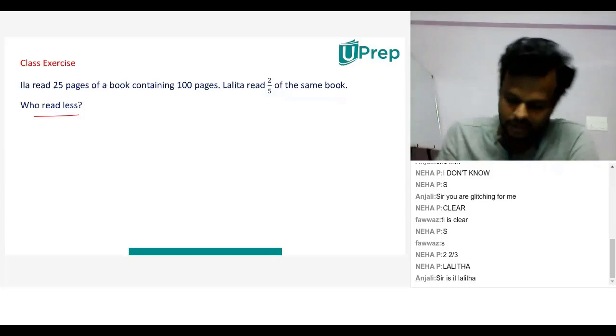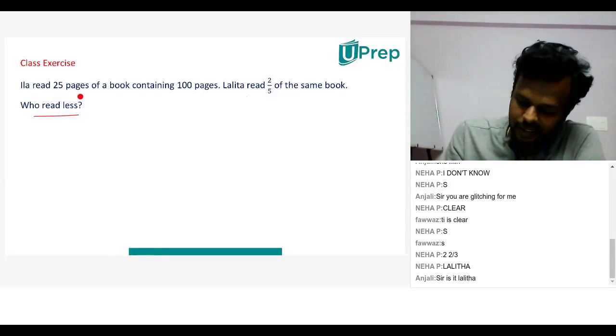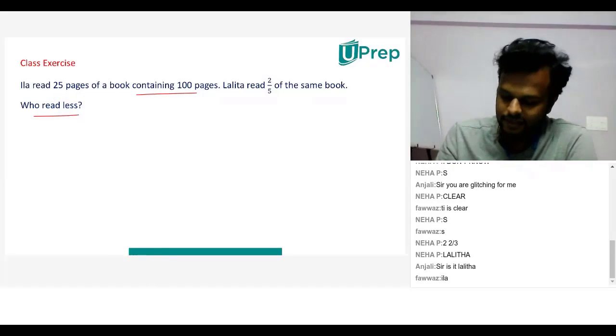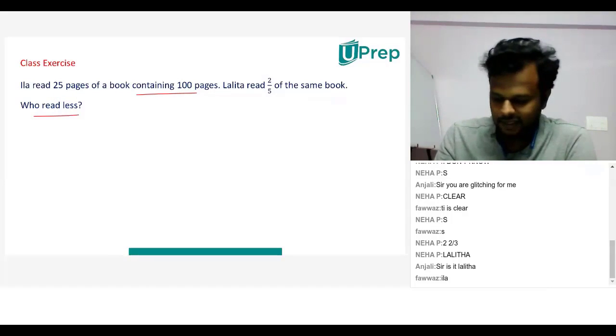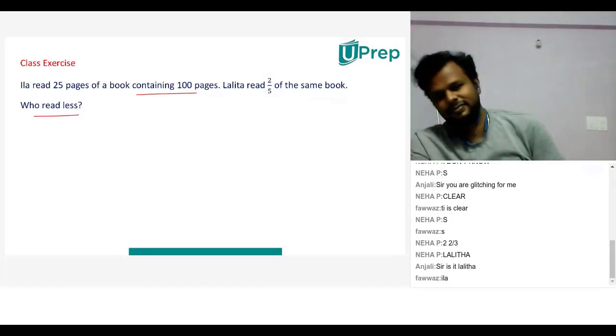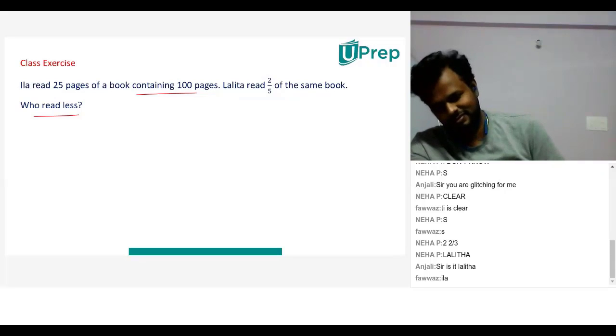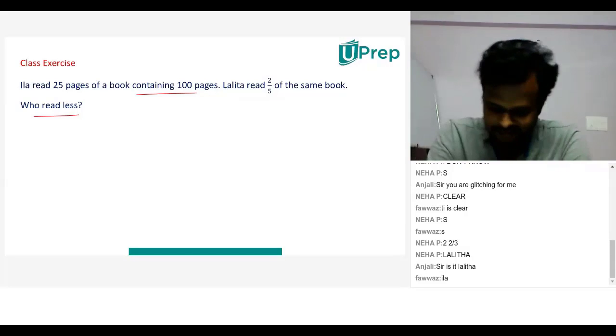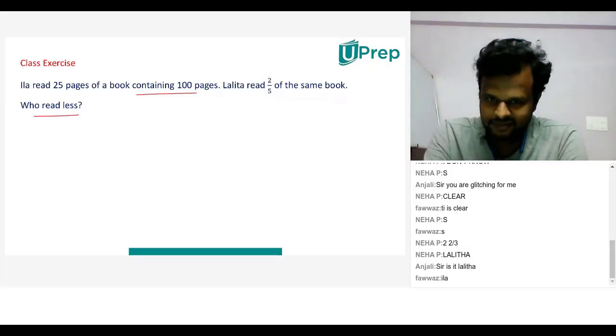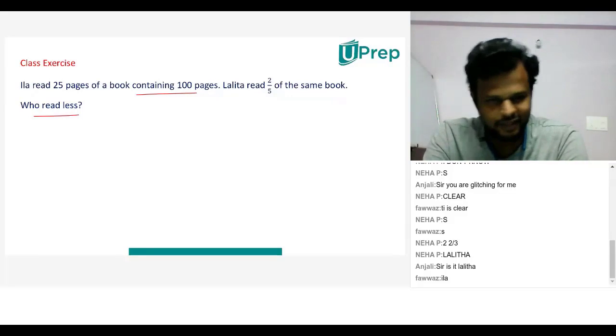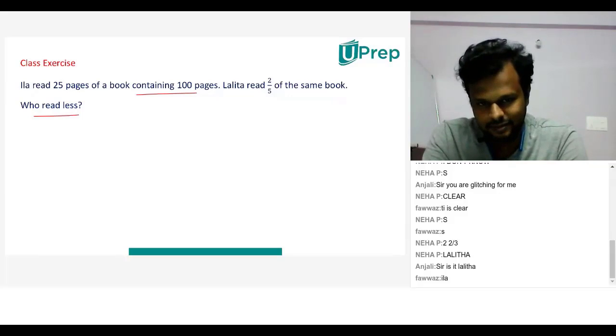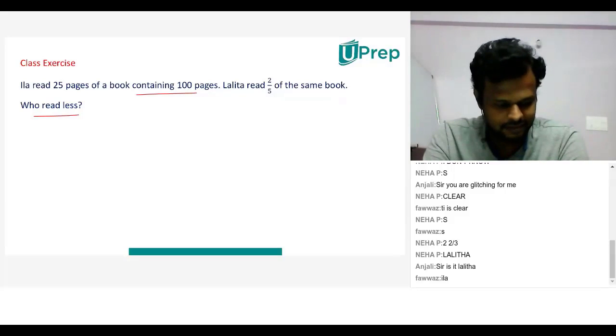So children, how do we do this? See, Ela read 25 pages of the book containing 100 pages. Lalita read 2 by 5. Yashika, yes. I divided 100 into 5 parts. So each part has 20 pages. Very good. Then I took 2 parts of it, which is 40. Ela read 25 pages and Lalita read 40. So Lalita read more and Ela read less.